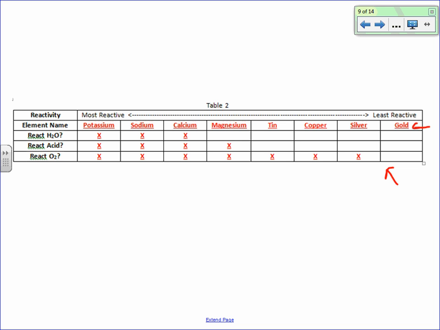Nice. Potassium, sodium, and calcium, they'll react with everything. All right? And it makes sense because they're also on the most reactive side. And they'll react with whatever. It doesn't matter. They don't care. Nice. Gold, very unreactive. So unreactive, in fact, it does not react with any of our 3 reagents that we used in this experiment. All right, those are 2 great things to start to pull out.